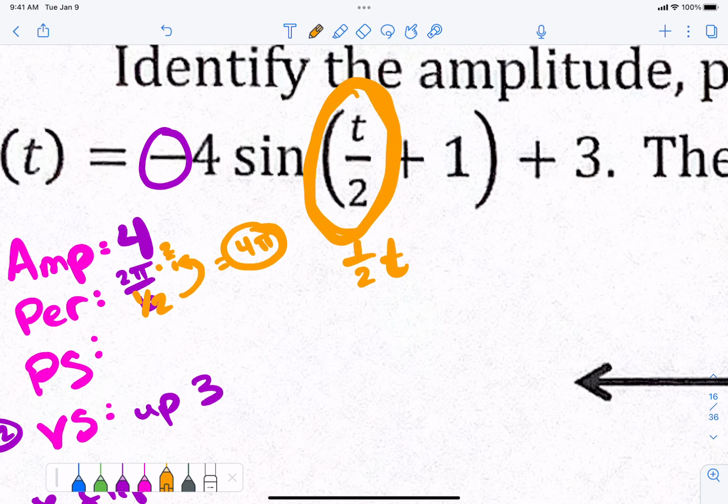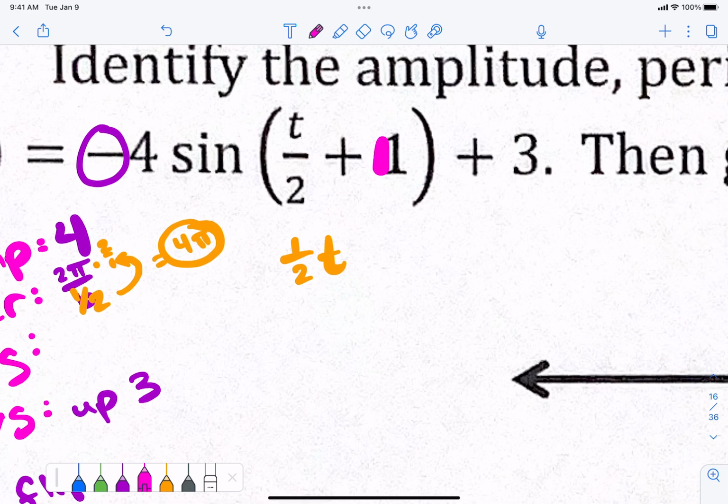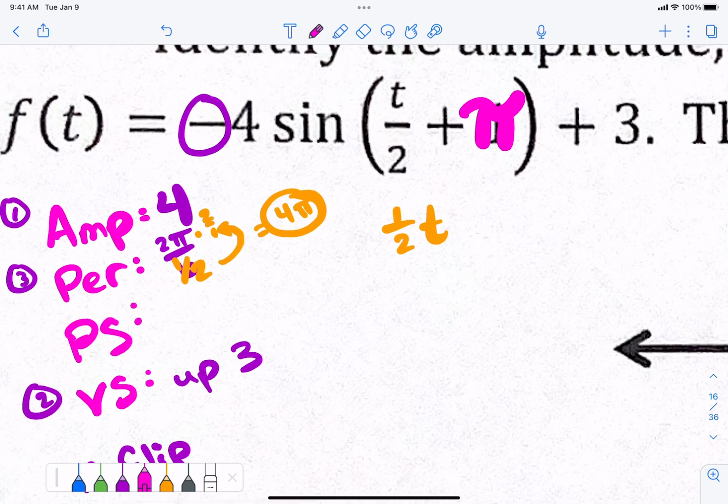Got it? Then the last thing. Can I change this problem a little bit? Otherwise it's going to complicate things. Let's change this 1 to be a pi. So I'm altering the problem. On your homework assignment, it will not be like that. It will have a pi in that part. Everybody change that. That should be a pi.